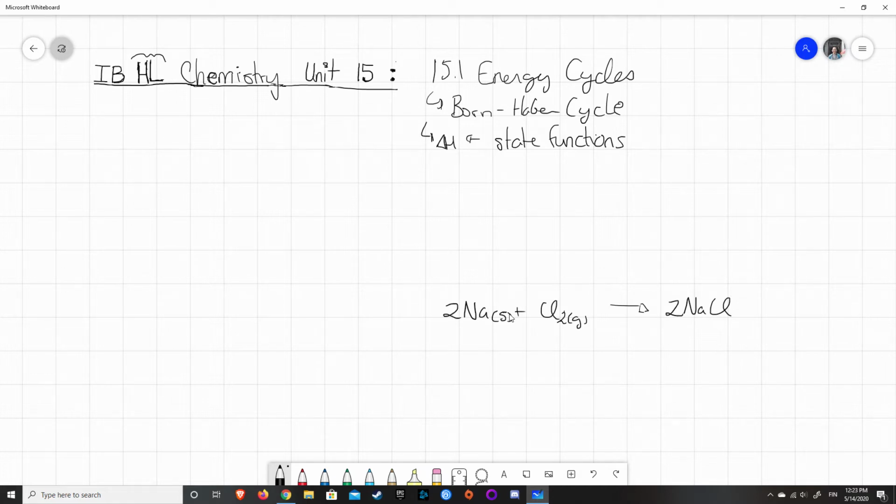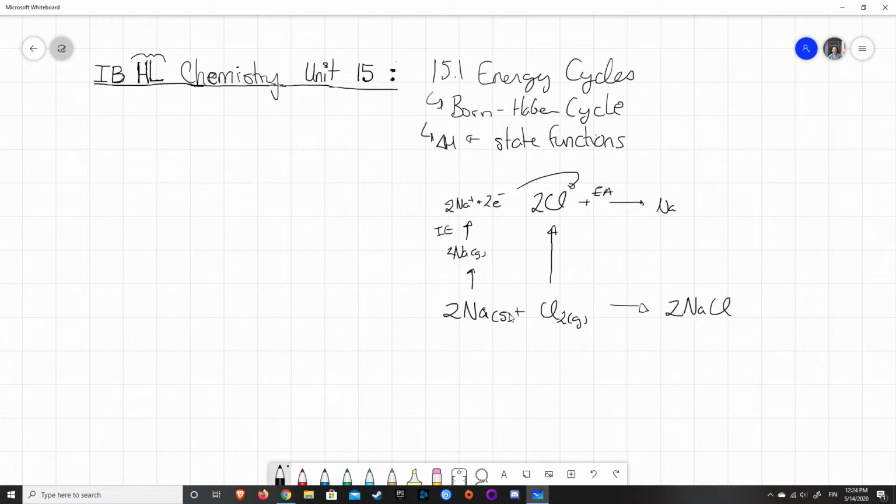there can be different ways to do this, right? We can either go straight forward and react sodium with chlorine, or we can go through another way. We can turn sodium into a gas. We can then ionize the gas. That's our ionization energy, so we can turn it into sodium ions. Same thing with chlorine. We have chlorine in the gas phase. We can break up the chlorine-chlorine bond to form two chlorine atoms.